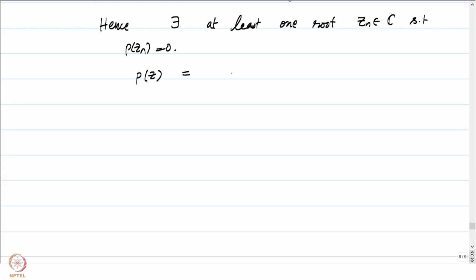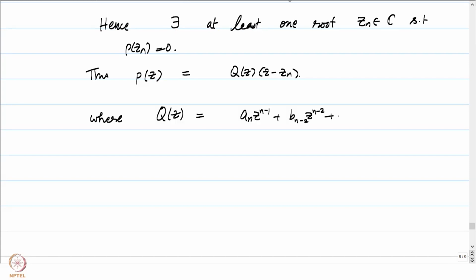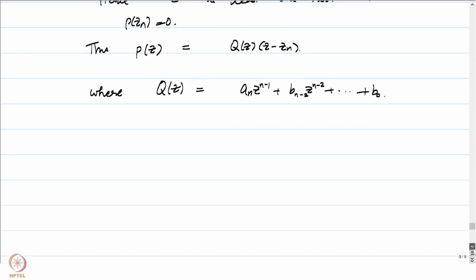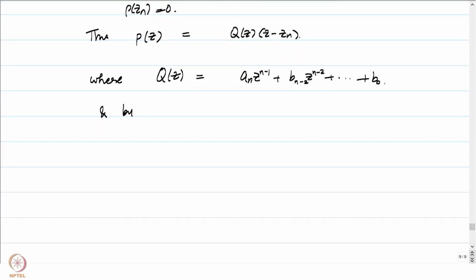Using that, we will be able to write p of z to be equal to q of z times z minus Zn, where q of z will be of this type: a n times z to the power n minus 1 plus b n minus 2 times z to the power n minus 2 all the way up to b0. Notice that a n will be preserved because the leading coefficient of p of z is a n.